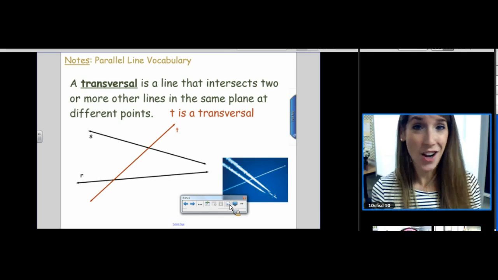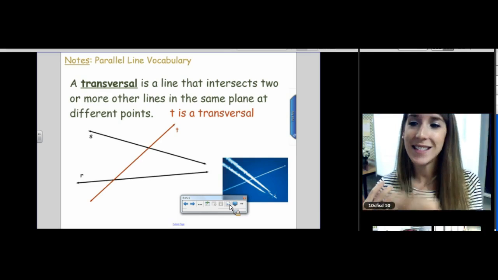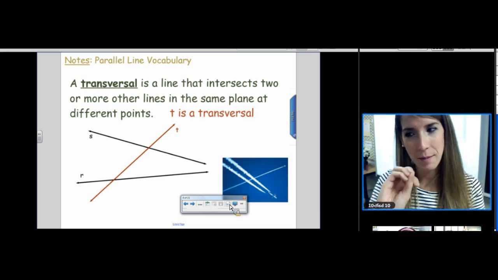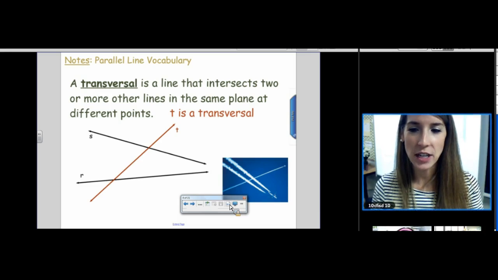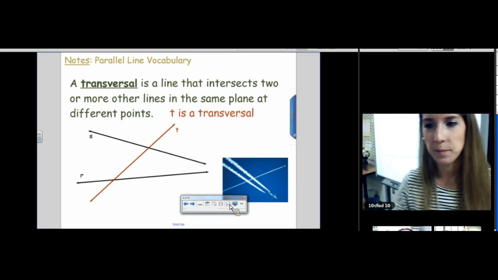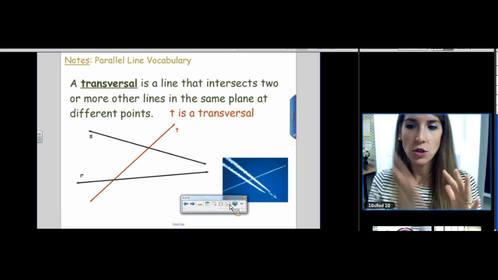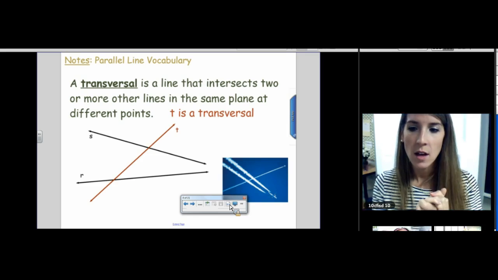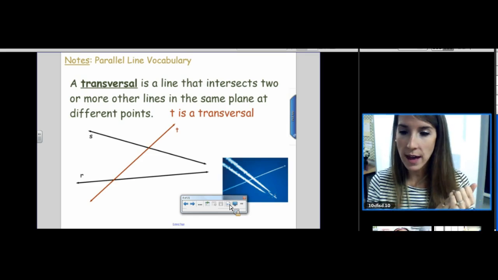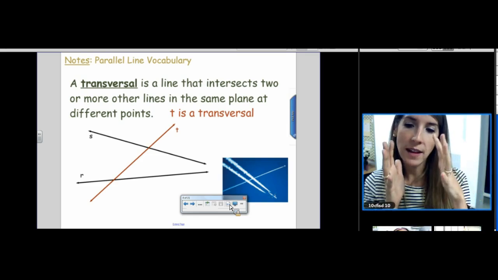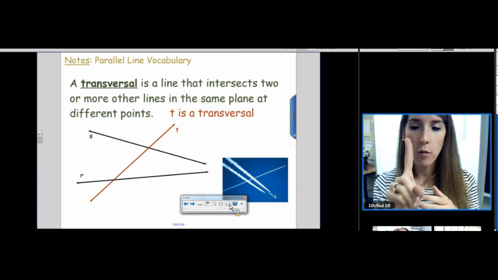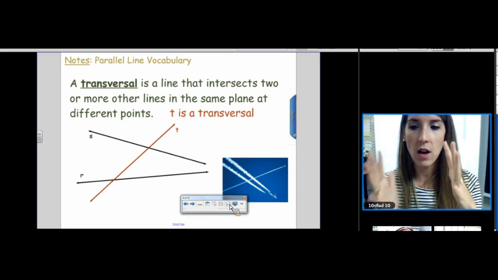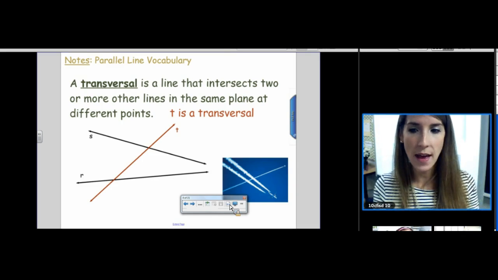So T is the transversal in this picture. How do I know S is not the transversal? Well, in the picture S is only intersecting T. So T is our transversal. Alright, did you write the word? You drew the transversal in. Can you have two transversals? Sure, you can. But you would only look really at one transversal at a time, because you're really focusing on the angle relationships created by that transversal.